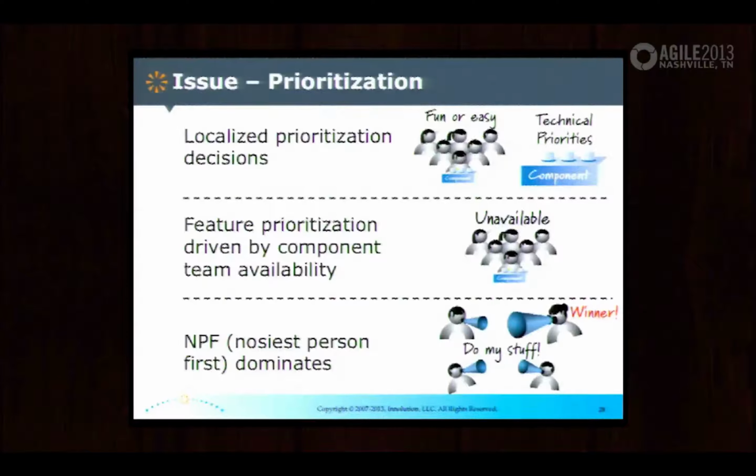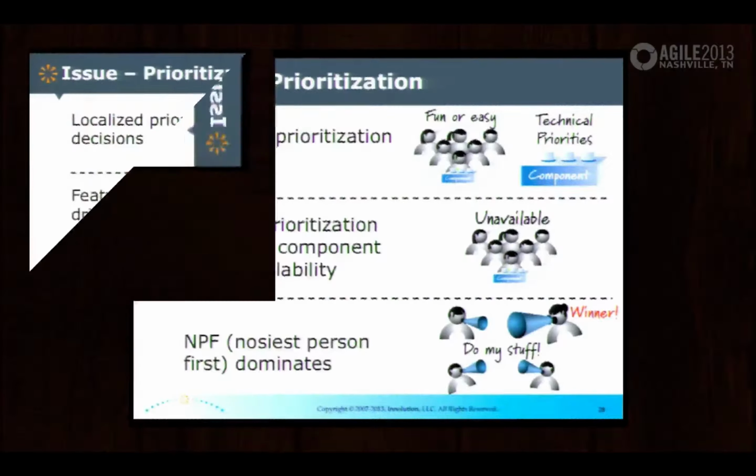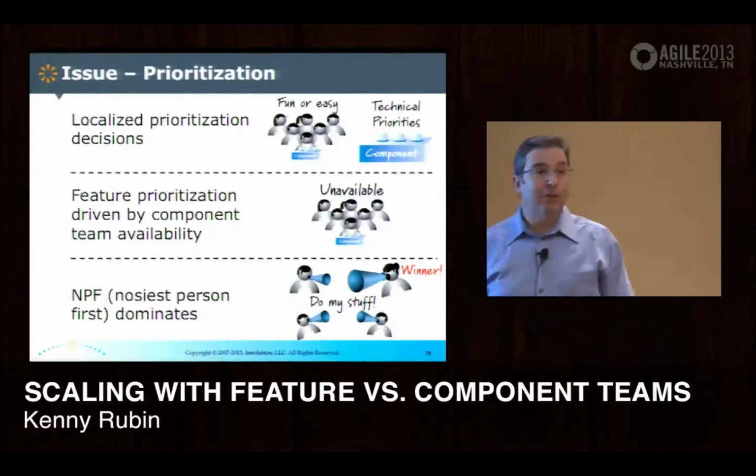All right, so I think everybody's clear on the issue. I mean, think about that prioritization issue we just talked about. So how will component teams do it? Maybe your experience is similar or different. This is how I see a lot of times it happens. They may choose whatever's fun or easy.